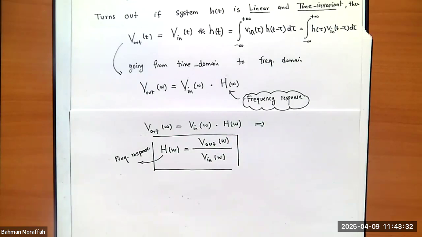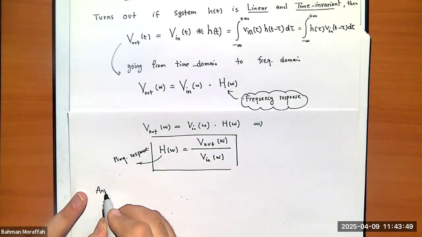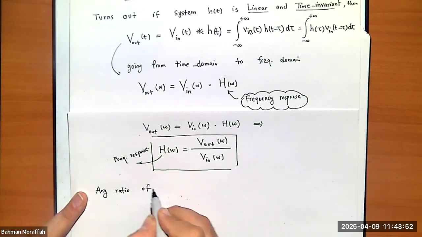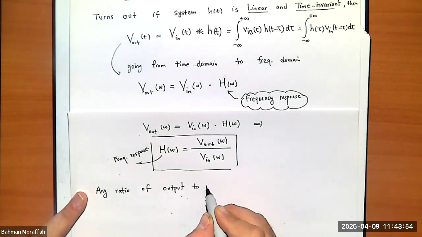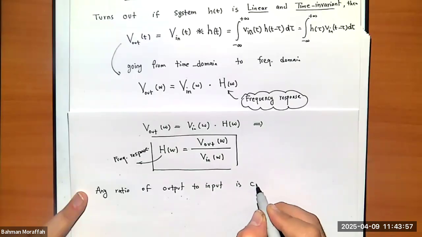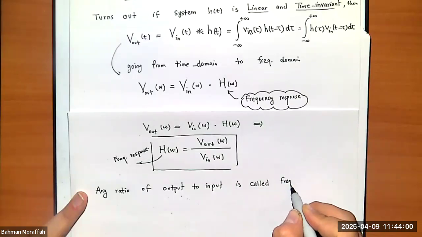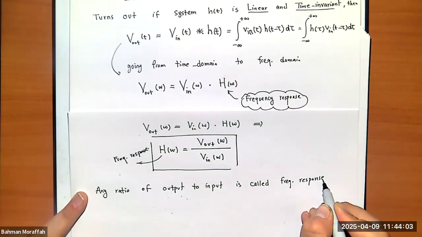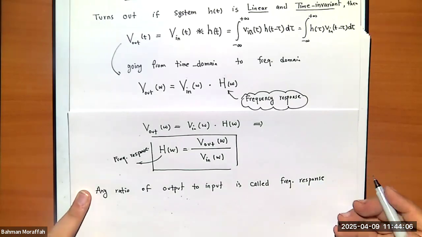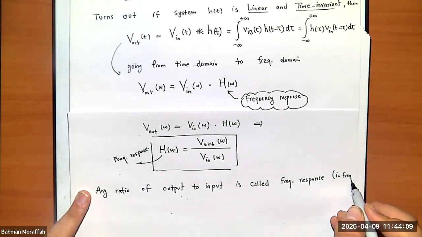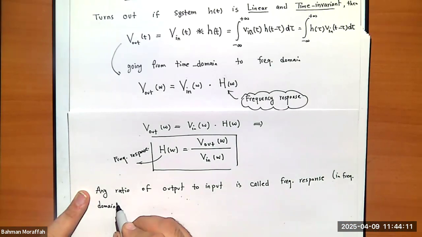But as I said, any ratio between output and input is also a frequency response. Just h of omega is the frequency response. Right? So any ratio of output to input is called frequency response. Obviously, it is happening in frequency domain.